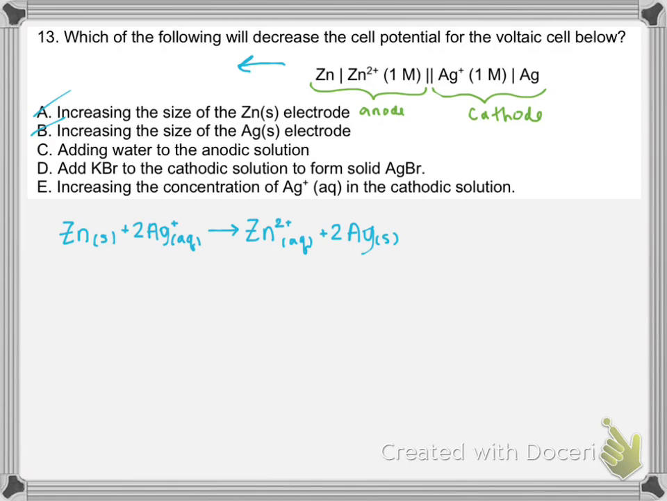Okay, and then C says adding water to the anode. So that would be like changing the concentration of our zinc. It would be diluting the zinc, so it would be like decreasing that amount. And we know if we decrease the amount of our product, we'll end up shifting that direction. And that would cause an increase in the potential, not a decrease. So that's not going to be the answer.